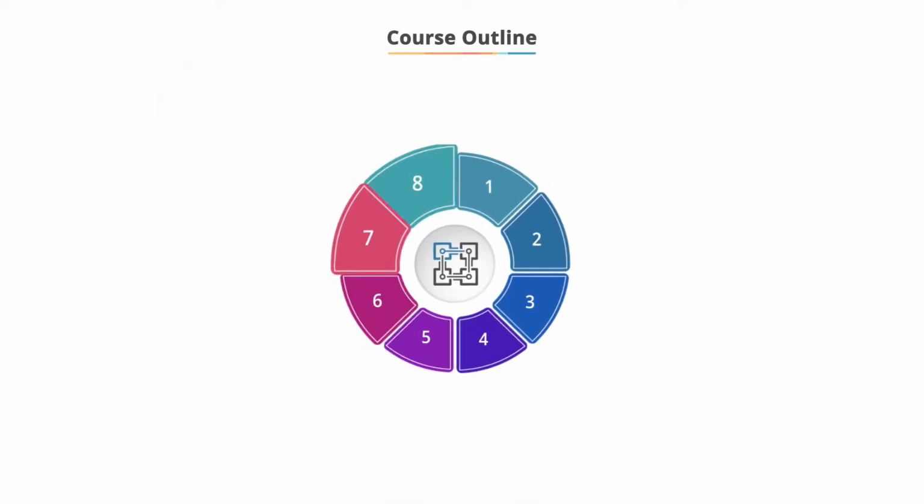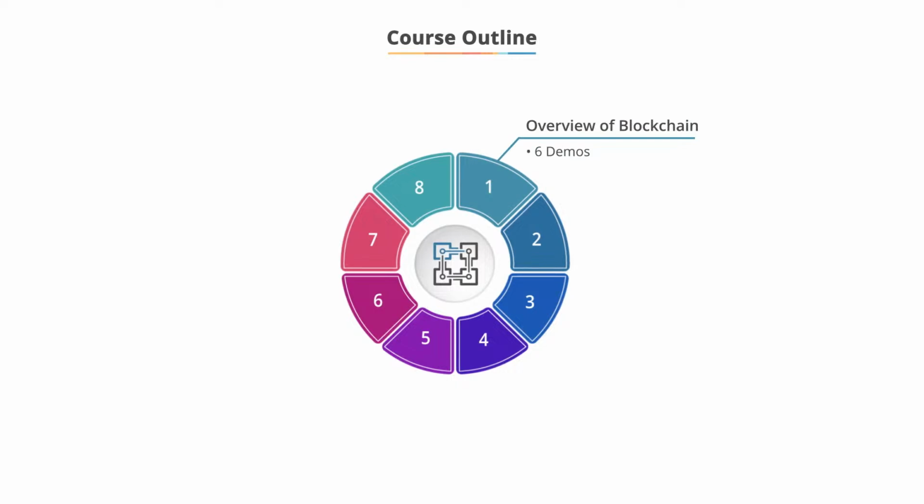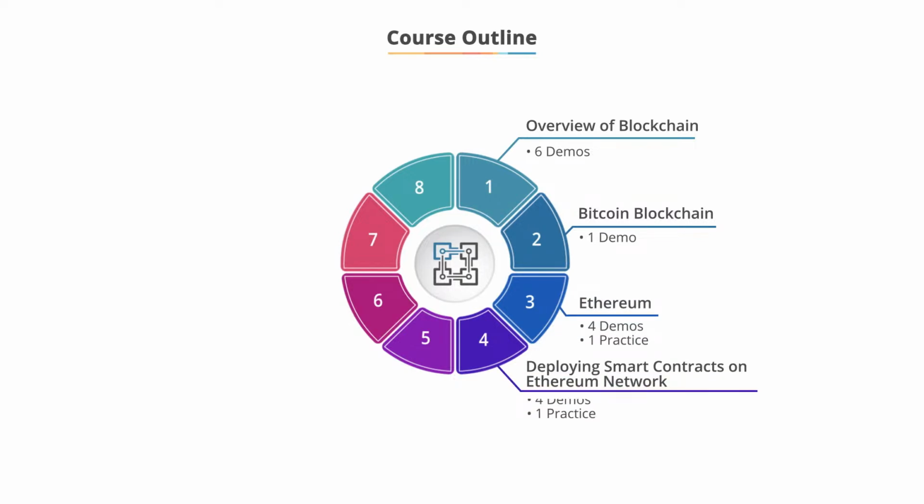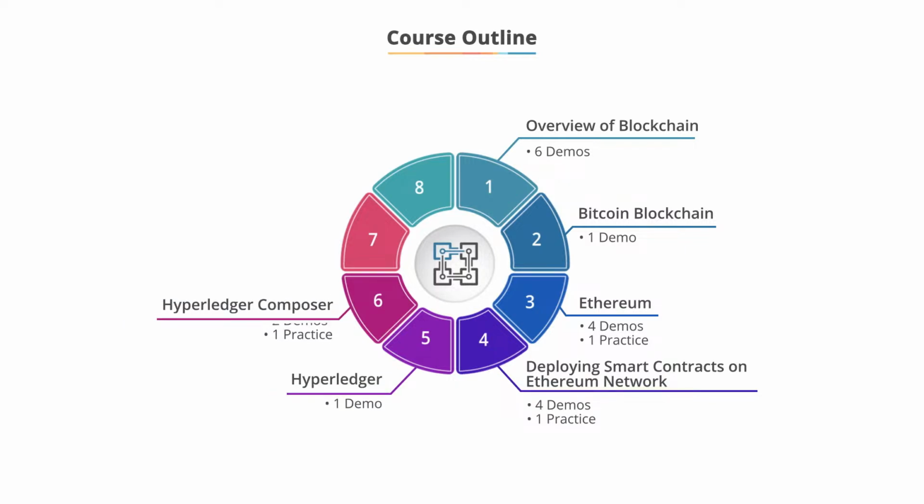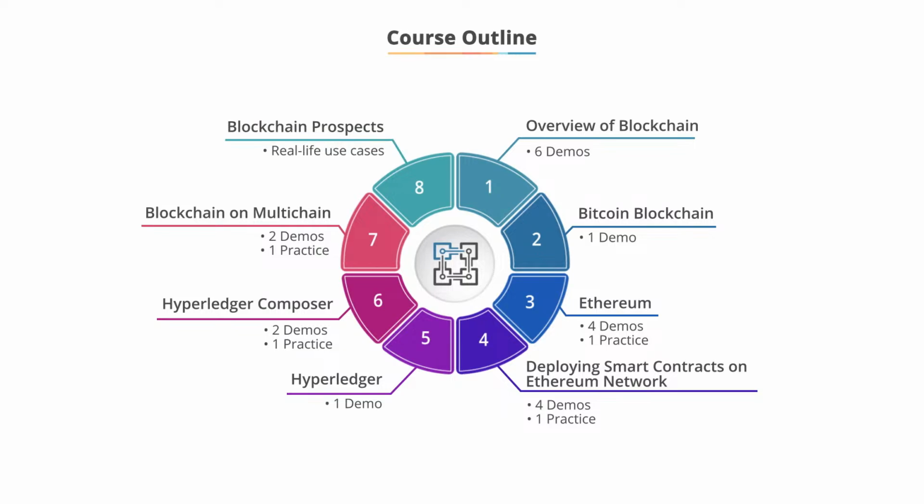This course is divided into 8 lessons. Lesson 1, overview of blockchain. Lesson 2, Bitcoin blockchain. Lesson 3, Ethereum. Lesson 4, deploying smart contracts on Ethereum network. Lesson 5, Hyperledger. Lesson 6, Hyperledger Composer. Lesson 7, blockchain on multi-chain. And finally, Lesson 8, blockchain prospects.